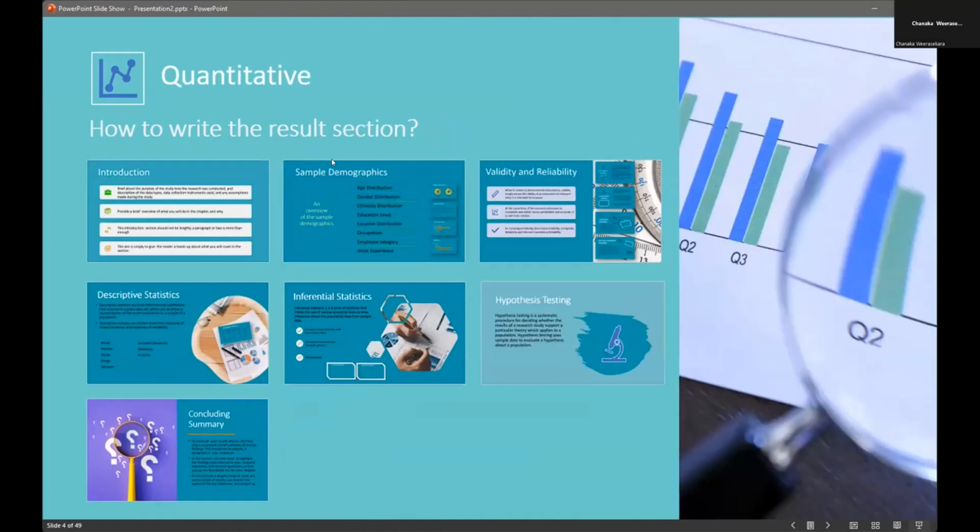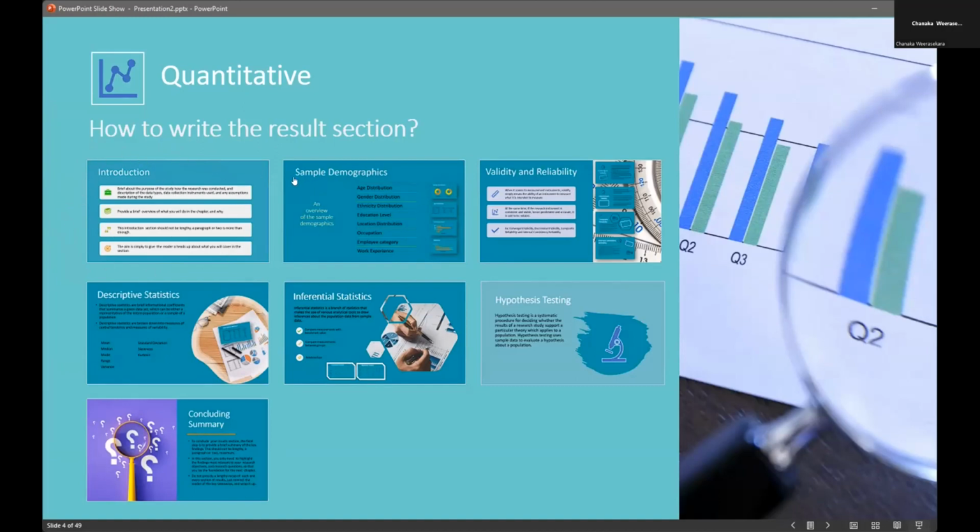Since most of you are doing quantitative research, I have structured our discussion in such a way that first we discuss what exactly quantitative research is, and what things we should present in a results chapter or results section of the dissertation. The first thing that you should present is the introduction.